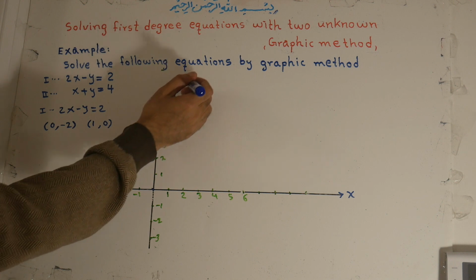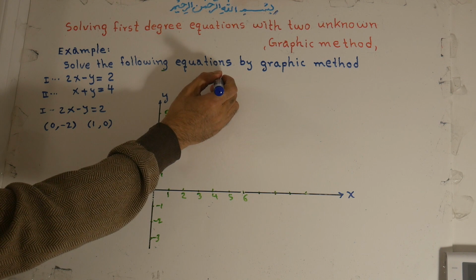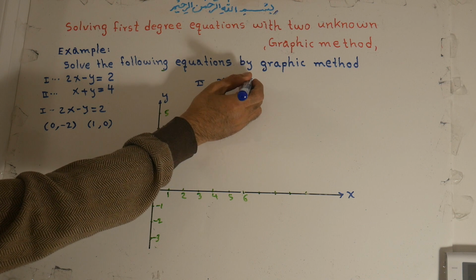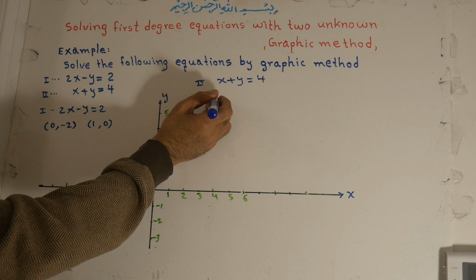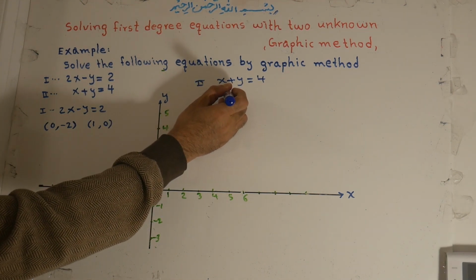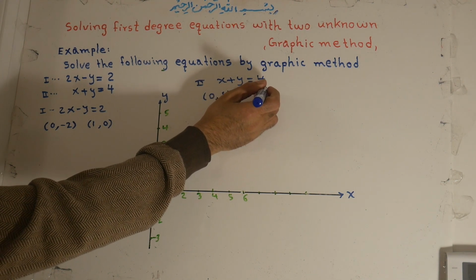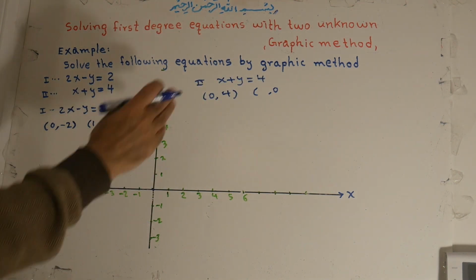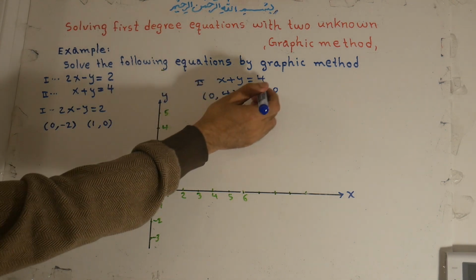And for the second equation, equation number 2, that is x plus y is equal to 4. Now, if you put x equal to 0, y is equal to 4. And if you put y equal to 0, the value of y is 0, x is equal to 4.